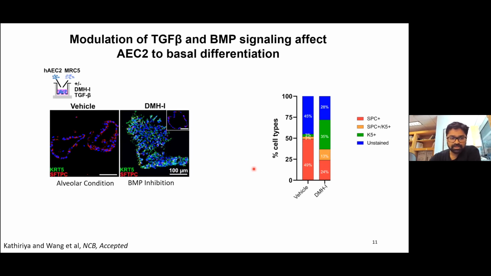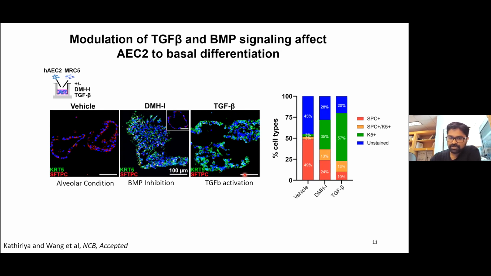And then we add TGF-beta in this system. We find that the pure type 2 cells marked by SPC protein expression are further decreased, and now the majority of the cells are basal cells in this particular system. So this goes on to suggest that in an otherwise normal system, if we change TGF-beta or BMP signaling, the type 2 cells don't behave just as type 2 cells.